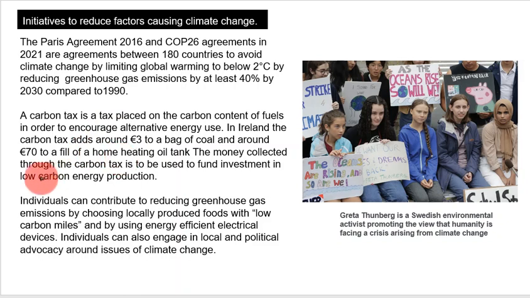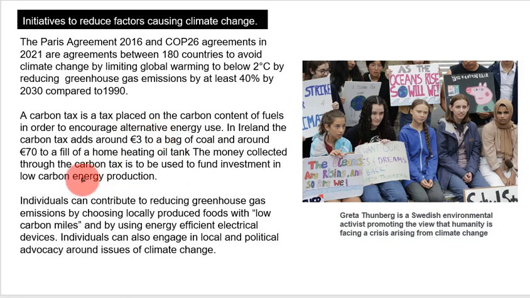So the money collected through the carbon tax has been used to fund investments in low carbon energy production. So again, we're all the time trying to look at alternative ways to produce energy. We need energy in order for society to function. At the moment, we're using fossil fuels to produce a lot of our energy, but governments are all the time looking at initiatives to try and look at alternative ways to produce energy. And if you can come up with an alternative way to produce energy, you'll be a very wealthy individual.